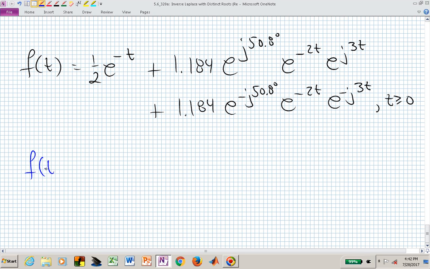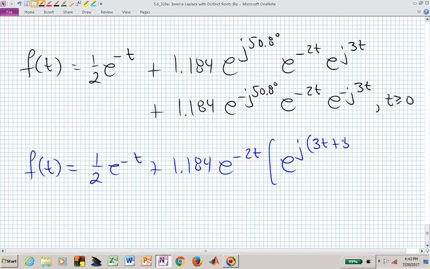Now we can start combining exponents and factoring out common values in this expression for little f of t. Little f of t is now 1/2 e to the minus t plus 1.184. That's in common with the second and third terms. E to the minus 2t is in common to both. And now we can say e to the j 3t plus 50.8 degrees plus e to the minus j 3t plus 50.8 degrees.